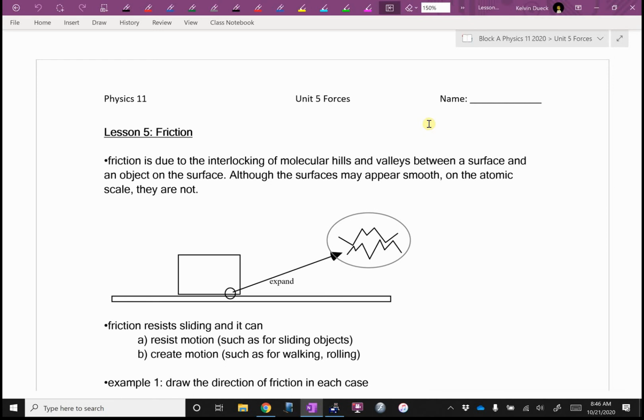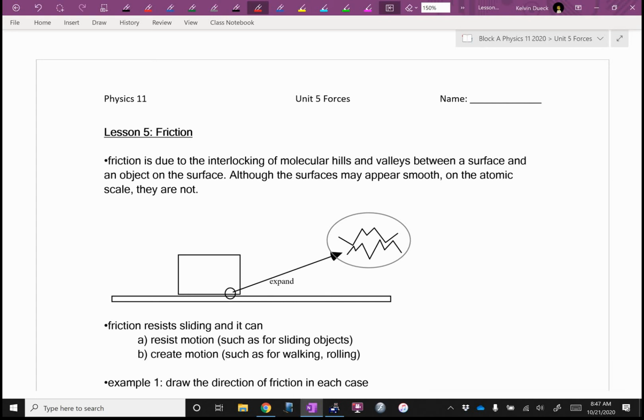So one way to think about friction is that that force that you felt resisting you tugging your hand along your table is due to the interlocking of molecular hills and valleys between a surface, your table, and an object on the surface, your hand. So even though your table might appear smooth, if you were to zoom in, you would see that it was actually all bumpy and jagged, and your hand is not smooth either. And as they slide across each other, those bumps and ridges interlock and catch on each other and apply an opposing force, and we call that friction.